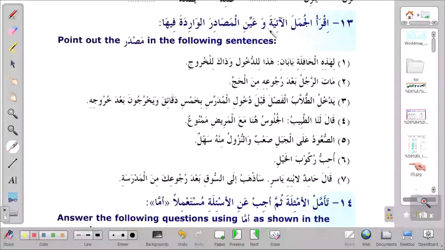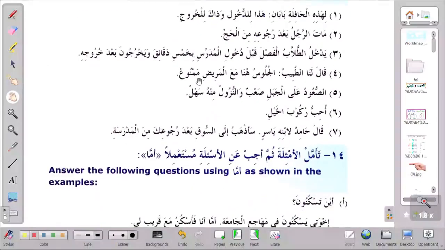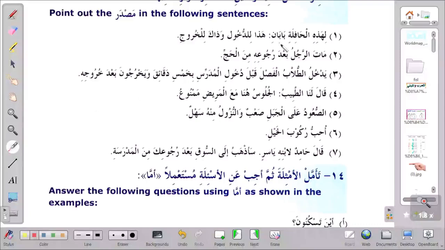Ikra il-jumal al-atiya wa ayyin al-masadir al-waridata fiha. Read the following sentences, and distinguish out, in these particular sentences, the masadir that are inside them, just what we have looked at. So try to distinguish them out, whether you are going to underline them or any way you are going to pull them out, that's what they want. Okay. So let's look at it. Let's begin with the first one. I am going to highlight any masdar we come across.